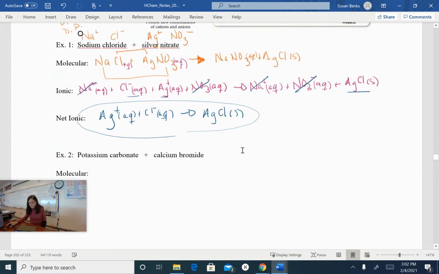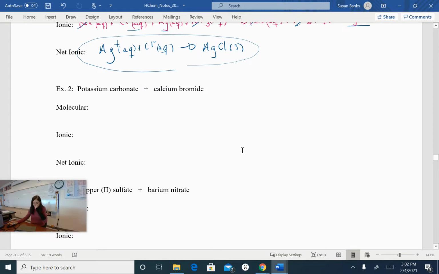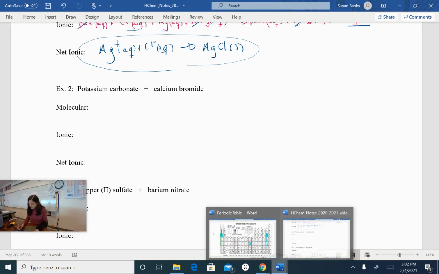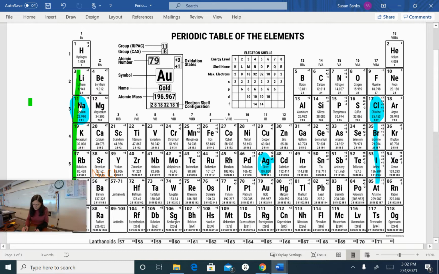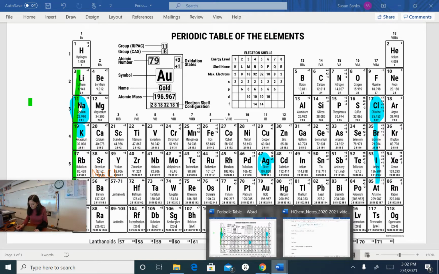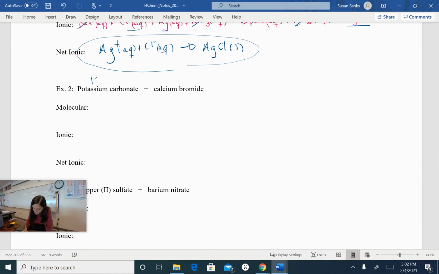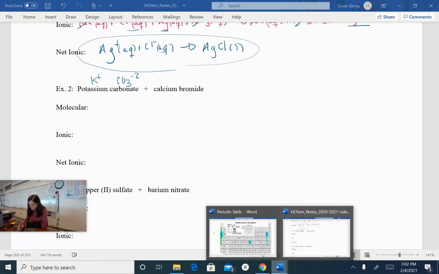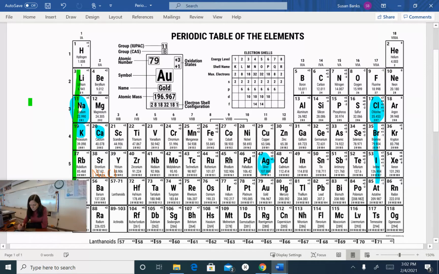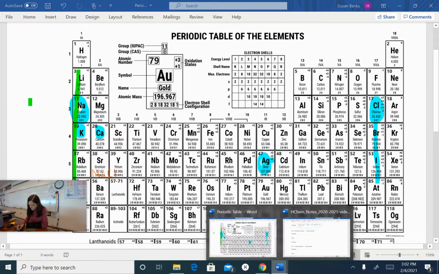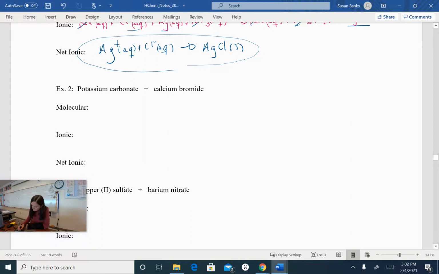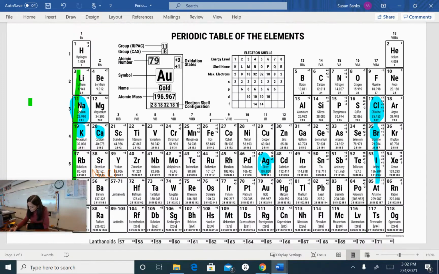Okay. Let's try another one. Potassium carbonate. So if I look up potassium is in our first column, so it's a +1, and carbonate is CO3 -2. So we've got potassium and CO3 -2. The calcium is in our second column, right here. So it is a +2. And bromine is right here, so it's a -1.